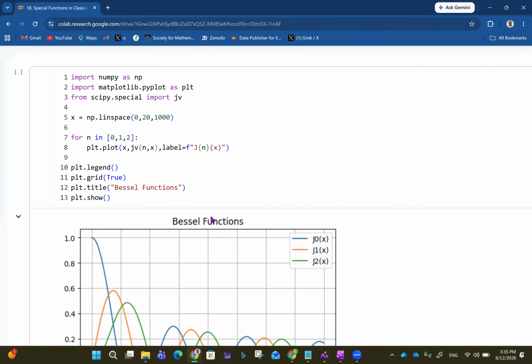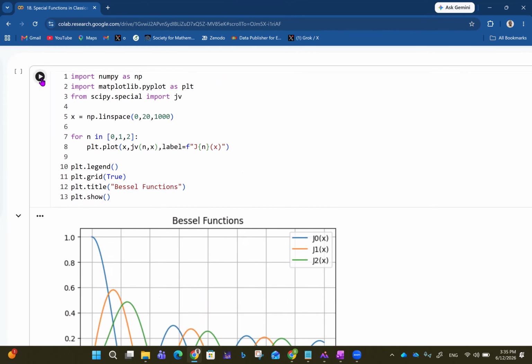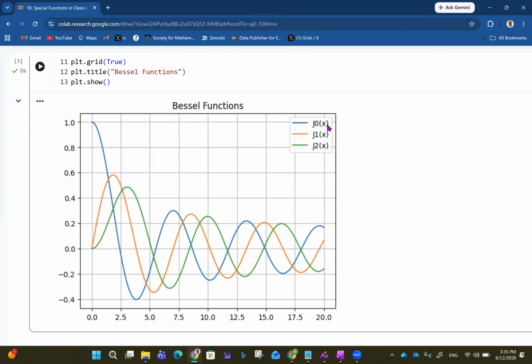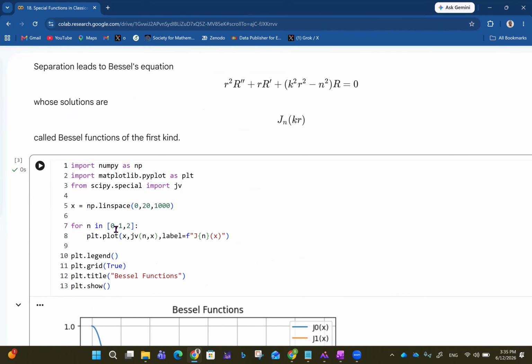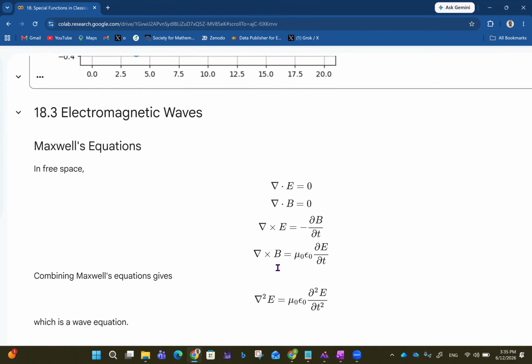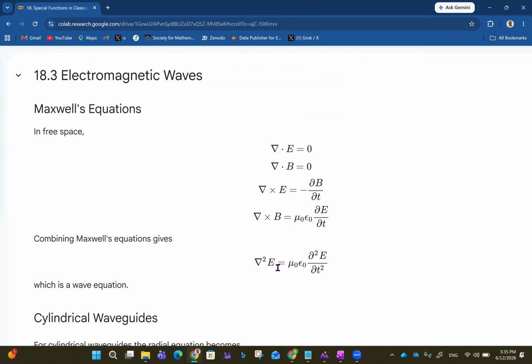And that can be seen, of course, we've seen Bessel itself, so that can be seen in this case. So for J_0(x), we have the blue one, and for J_1(x), you have the orange one, and the green one is for J_2(x), as we go over all these 0, 1, 2 like this. So we have that. And then we can talk about electromagnetic waves now.